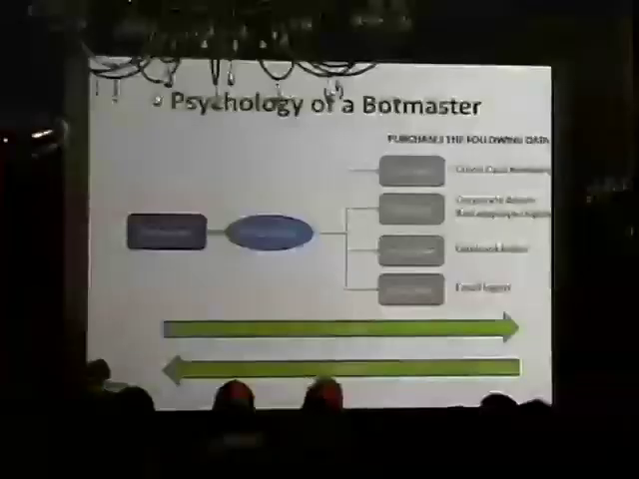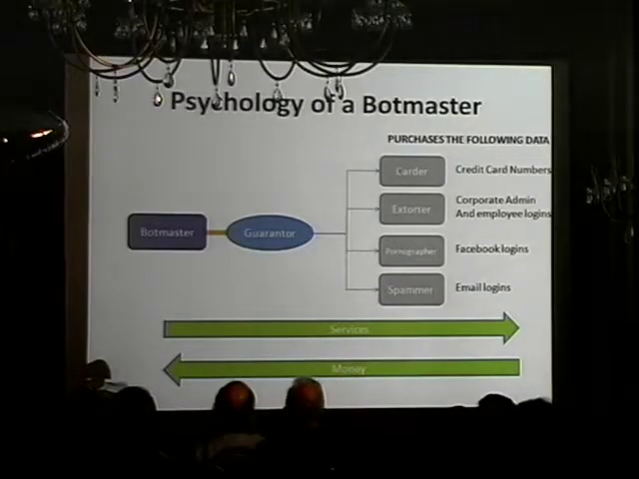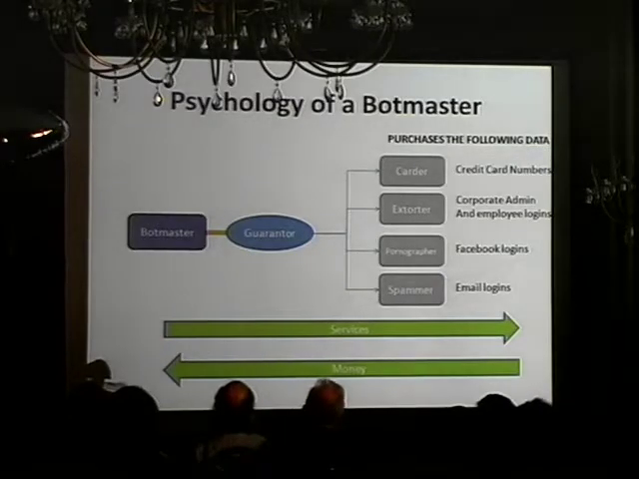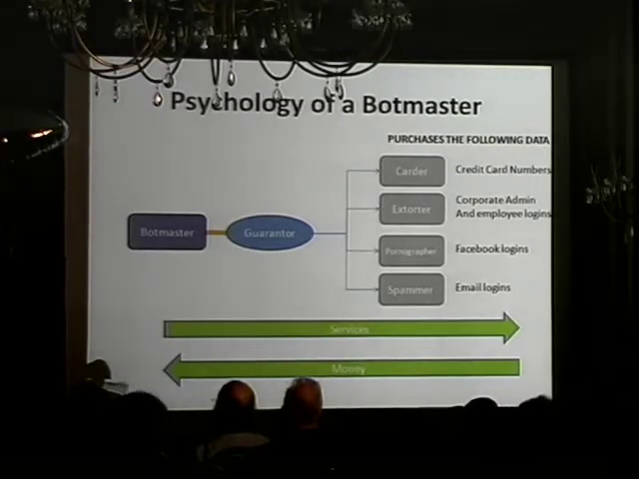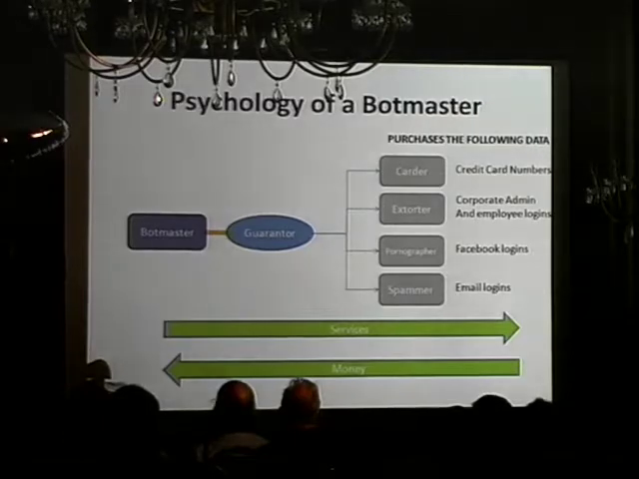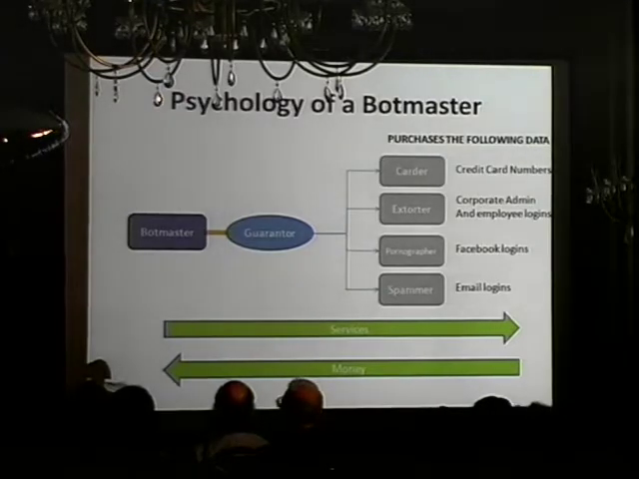This is the basic flow chart where the Bombmaster sits on the actual crime flow. We have the Bombmaster on one end. He works with the guarantor. The guarantor actually helps the Bombmaster sell data. Sometimes the guarantor is the Bombmaster, but a lot of times it goes over another party. Trust is very important in the cybercrime market. From there, data gets sold to carders, extorters, pornographers, spammers, and the services go one way, money goes the other way.